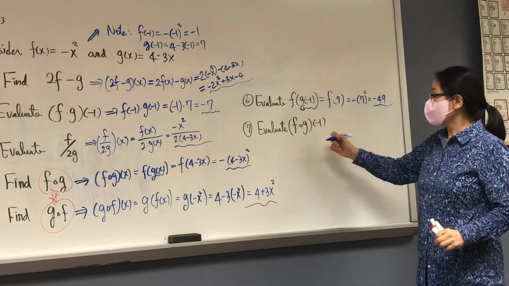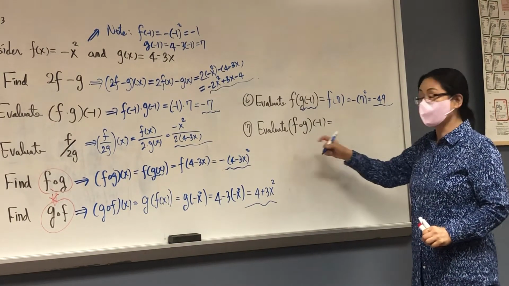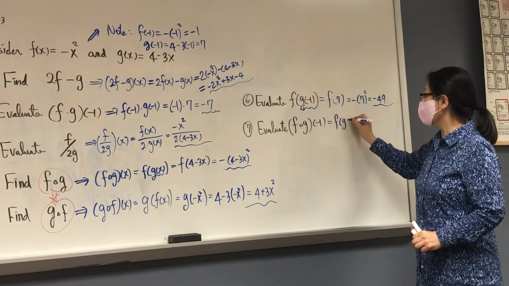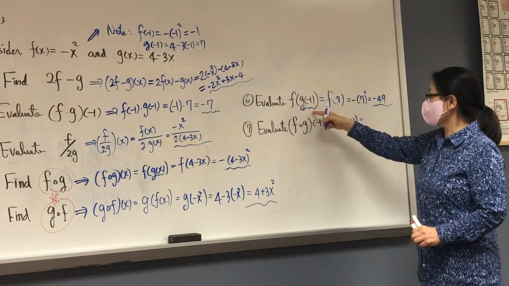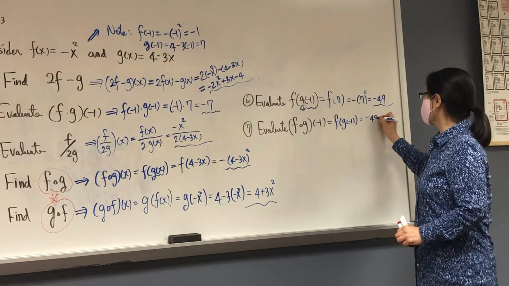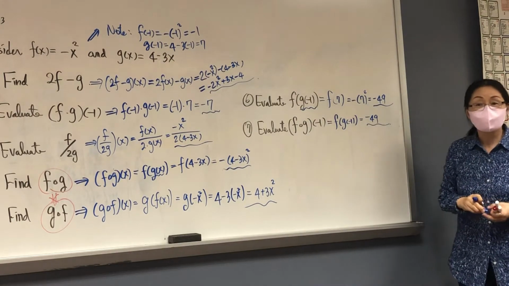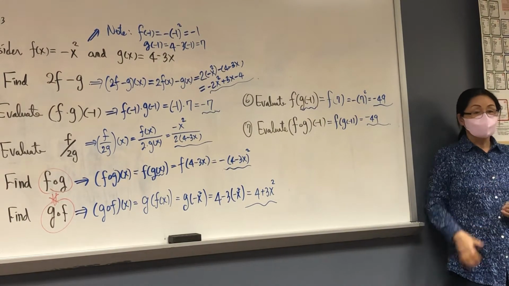How about what is this? This one, rewrite using parentheses. This is what? F of g of -1. So exactly here. Same thing. Am I right? Okay. Is good?